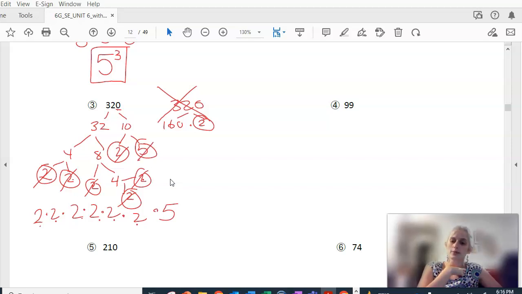No more circled prime numbers. I can simplify this as 2 to the power of 6 times 5. That's your final hint. Remember to put them in order from least to greatest when you're ordering your prime factors.